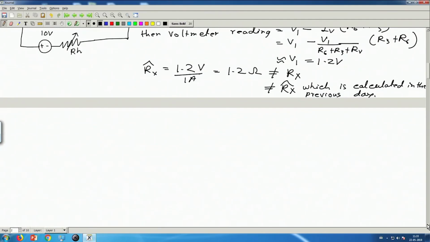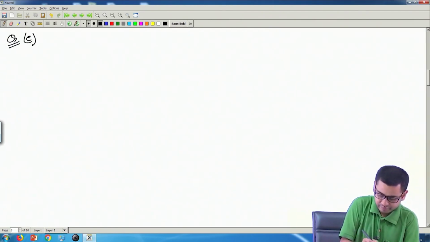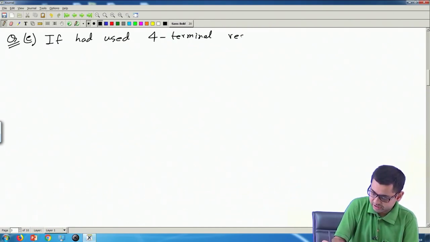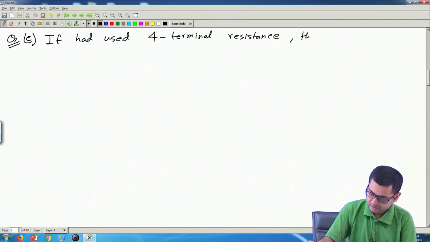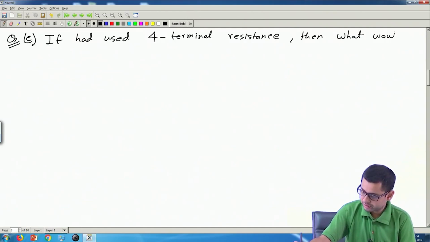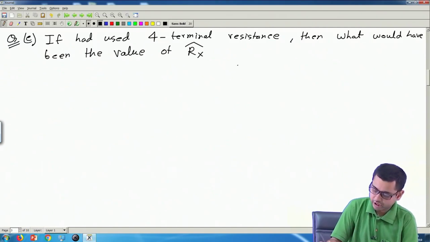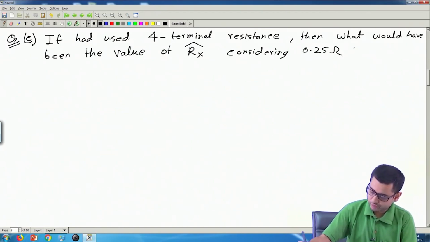Now the next question that we will take is this. So next question, question C: if we had used a 4 terminal resistance instead of the 2 terminal one as above, then what would have been the value of Rx hat, that means the estimated value of Rx, considering 0.2 ohm, 0.25 ohm contact resistance.